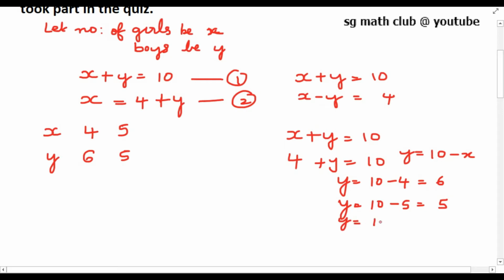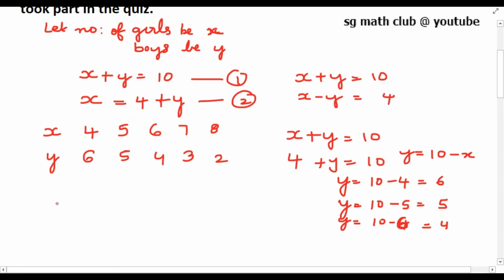If I am giving the value 4 for x, we have already done that. Now if I am giving the value 6, then what will be the value for y? 10 minus 6 is 4. Same way, if I am giving 7, 10 minus 7 is 3. If I am giving 8, 10 minus 8 is 2. So this is the first table.